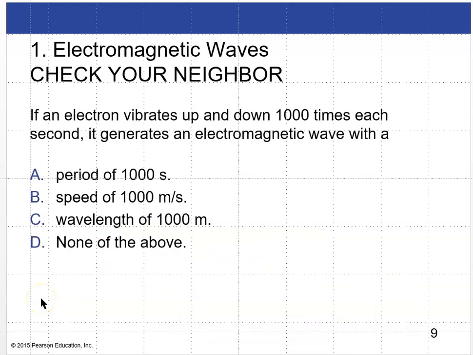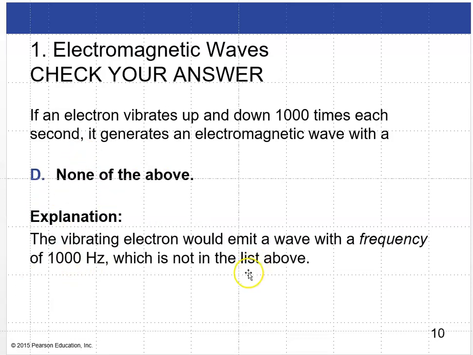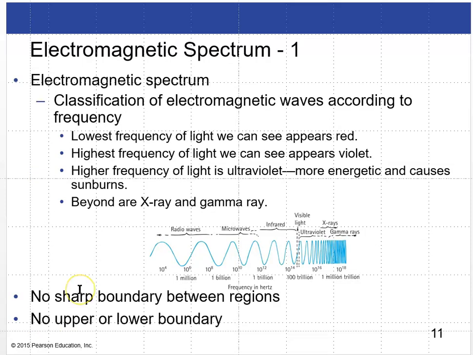If an electron vibrates up and down 1,000 times each second, it generates an electromagnetic wave with what frequency? Now, 1,000 times per second is 1,000 hertz. So none of these answers are correct. A vibrating electron would emit a wave with a frequency of 1,000 hertz, which is not in the list above. So none of the above is the correct answer. Read things carefully.